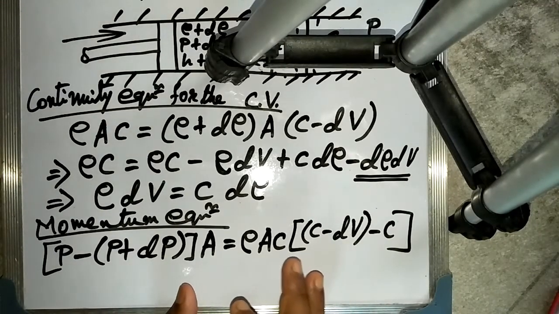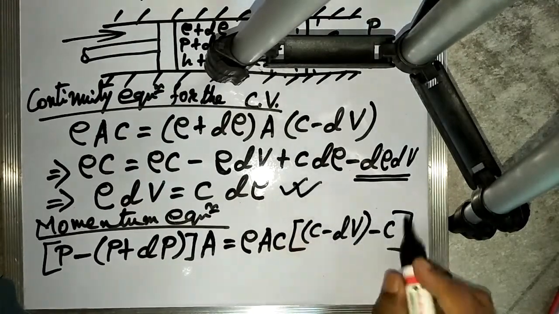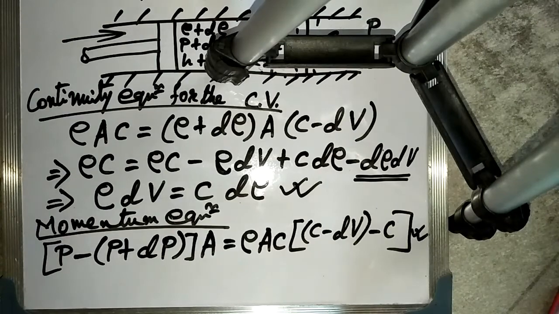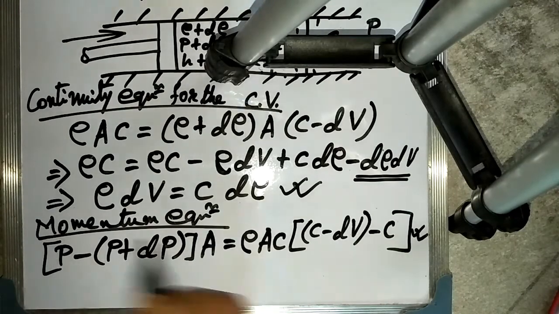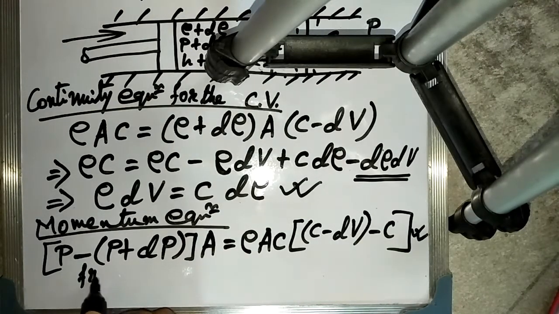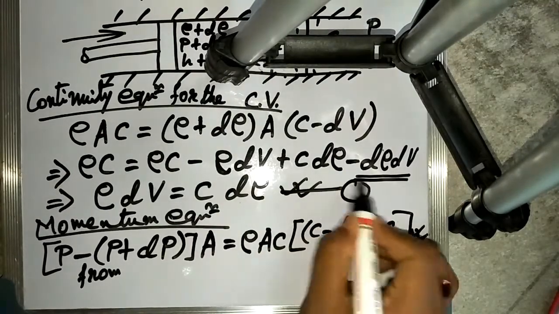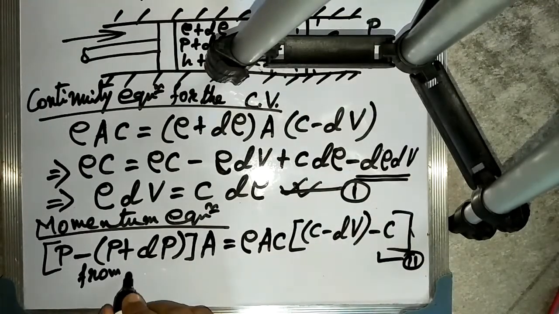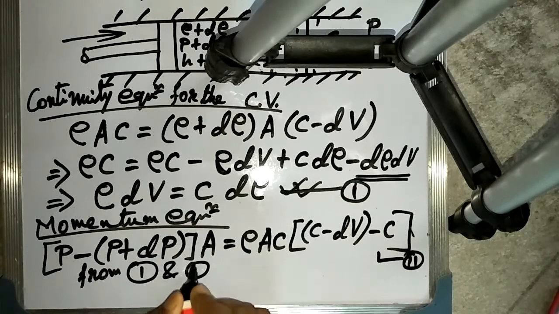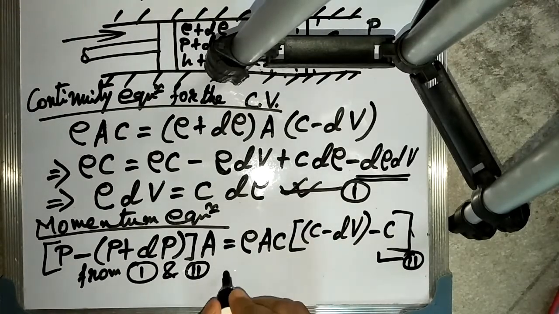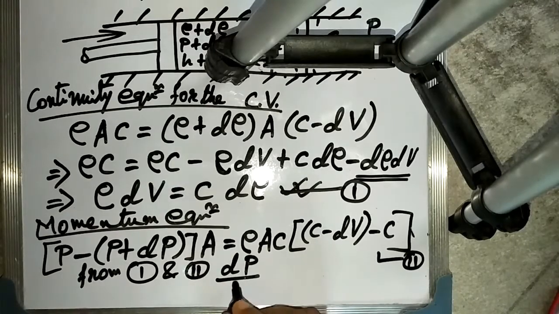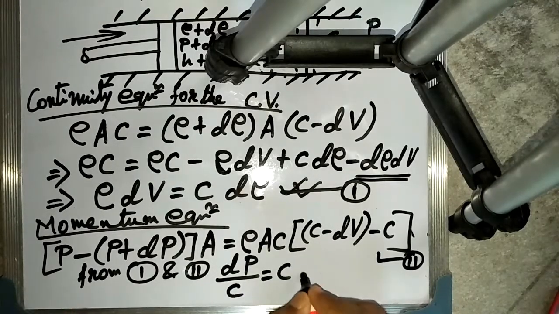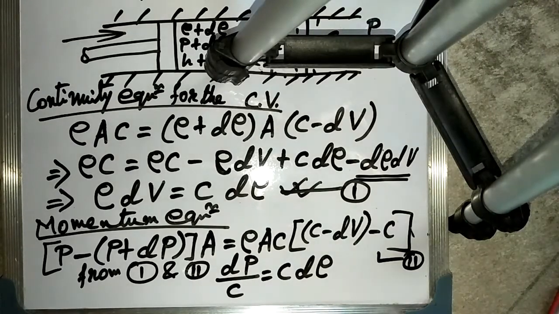Now from this equation and this equation, suppose this one is equation number 1 and this one is equation number 2, from 1 and 2 we get dP by c is equal to c into d rho. We get dP by c equals c into d rho.